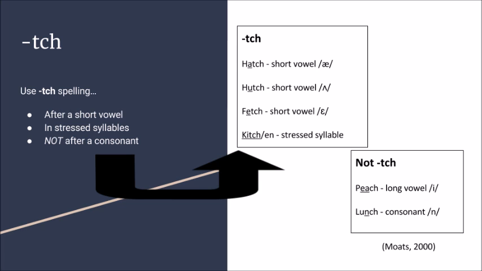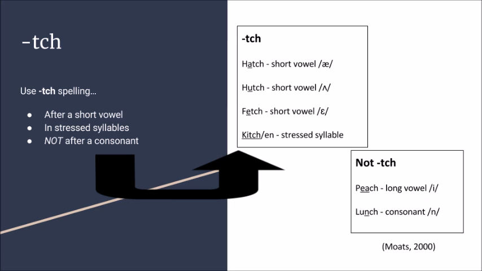Look at the word hatch. Hatch has the short vowel a followed immediately by the ch sound, so we use the TCH spelling. The same is true with hutch. It has the short vowel immediately followed by ch. Now skip down to kitchen. The ch sound is in the stressed syllable kitch, so we use TCH spelling.